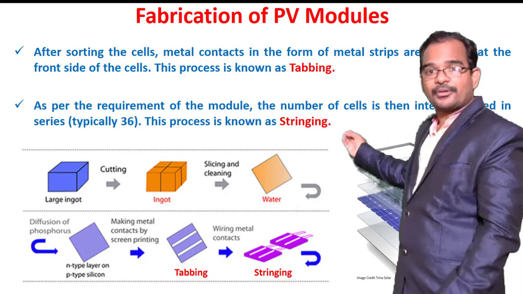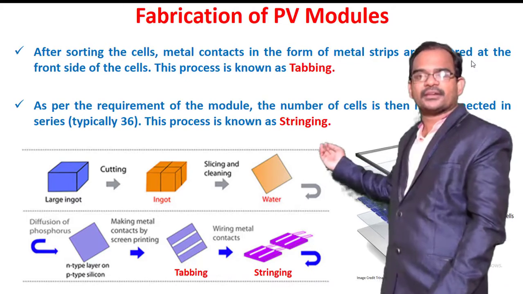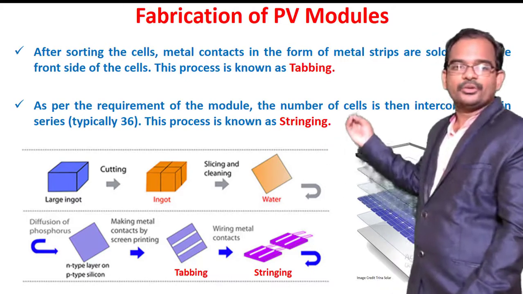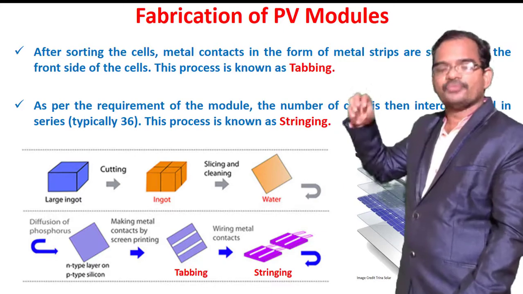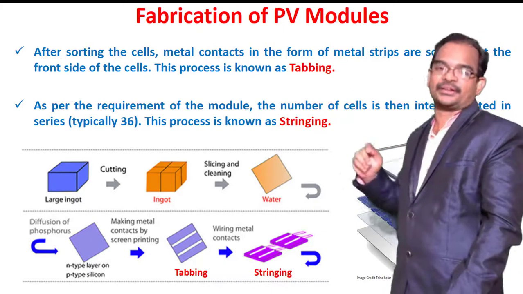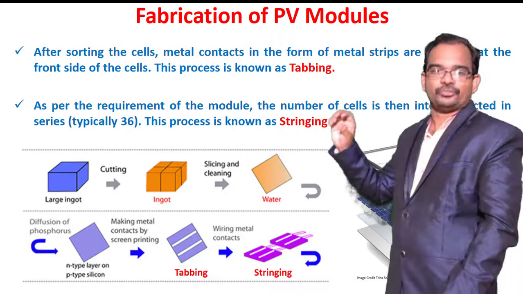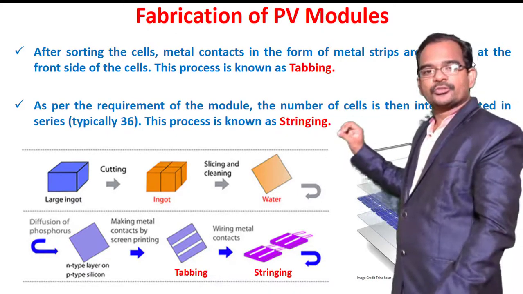And after the wafer is produced, this wafer is a p-type material having 100 micrometer thickness, and you have to diffuse phosphorus on top of this p layer in order to make some part of the p layer an n-type semiconductor, and thereby you have a p-n junction arranged. And now you need to do a process called tabbing.